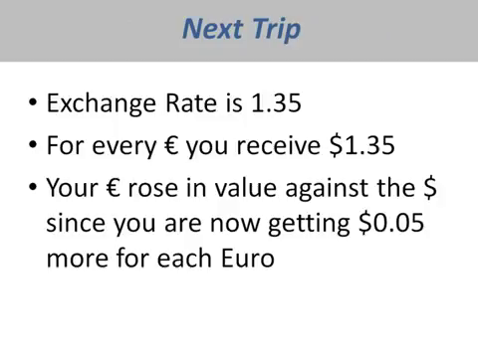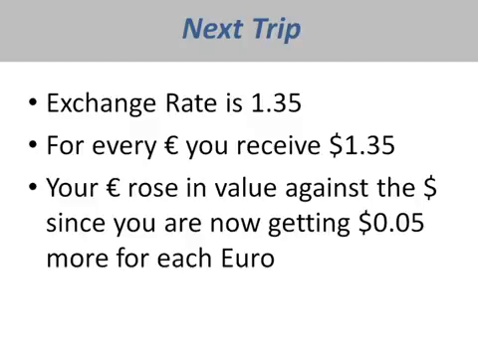On the traveler's next trip, when he gets off the airplane and he's back in America, suddenly he sees the exchange rate says 1.35. Before it said 1.30, and now it says 1.35. So that means for every 1 euro, this traveler is now going to receive $1.35. So that traveler's euros had risen in value.